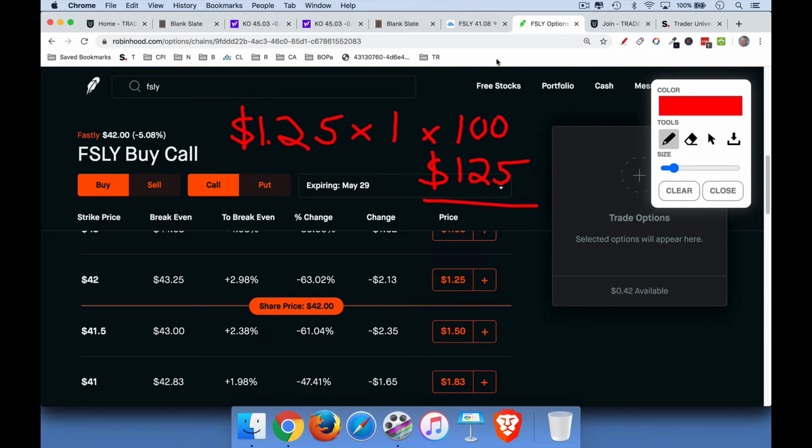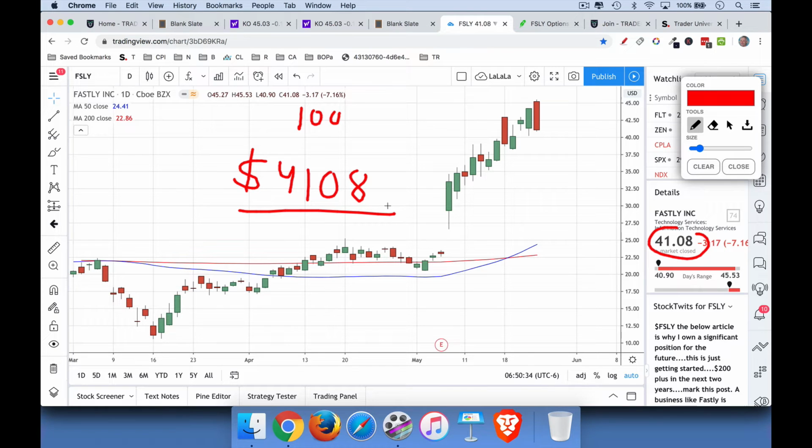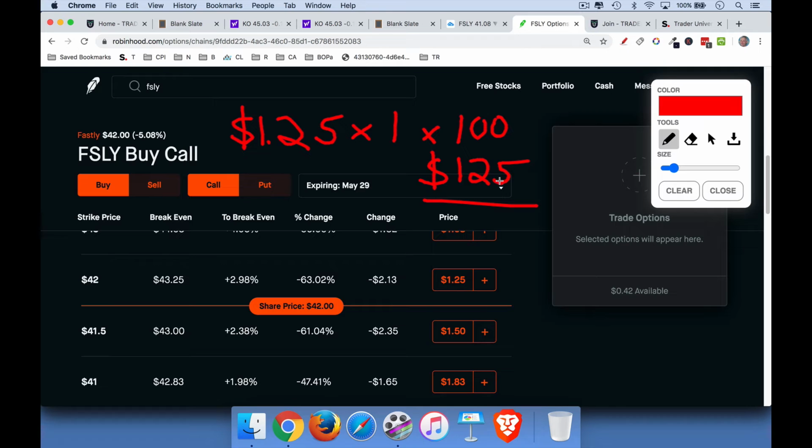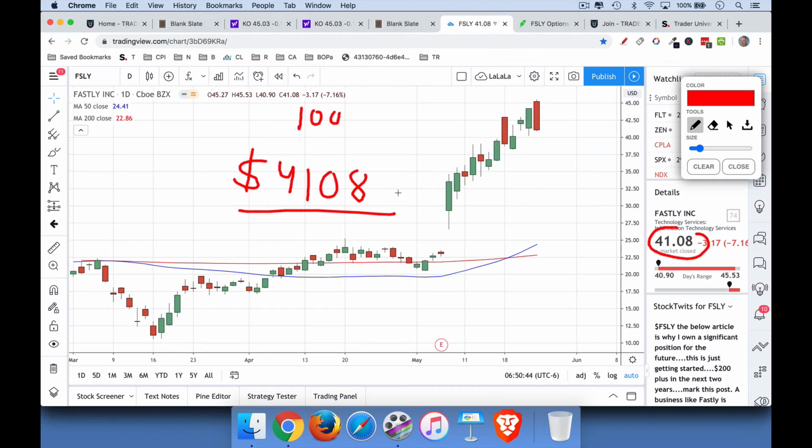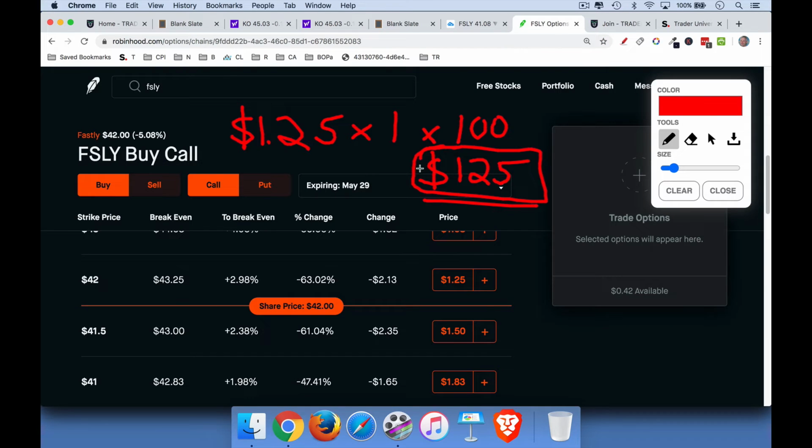And so in the previous case, to control 100 shares, it would cost us $4,108. In this case, controlling 100 shares costs us only $125. Now, in the first case, the stock would have to go all the way to zero from 42 to lose this amount, whereas with options, it's very easy to lose this $125. But it's nice, especially if you're trading a smaller account.